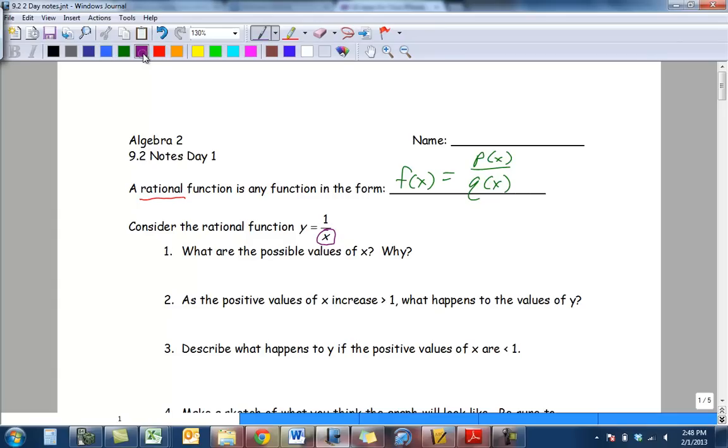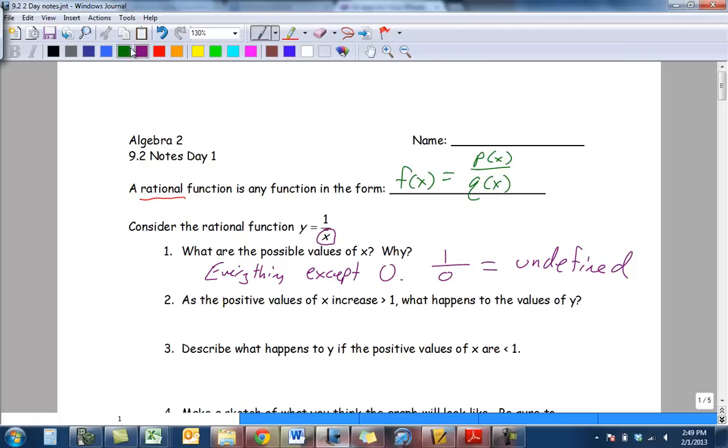The one thing we can't put in for x, we can put in everything except 0. Remember, you can't have 0 in the denominator, and anything divided by 0 is undefined. So if you have 1 divided by 0, it's undefined.